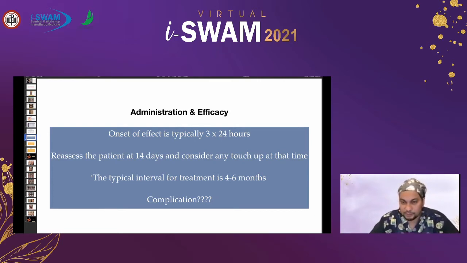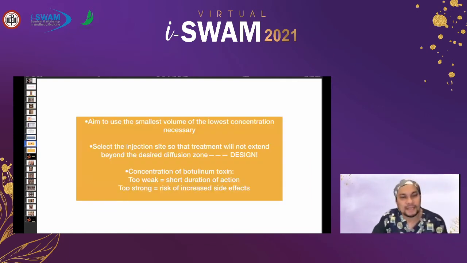Yeah, just to make them feel like, okay, he treats me well, even though there are some complications. All right. And then always use the smallest volume of the lowest concentrations needed. Yeah, and then select the injection site so the treatment will not extend beyond the desired diffusion zone.